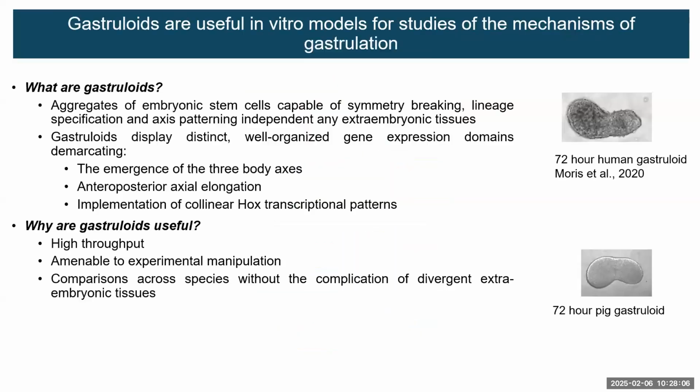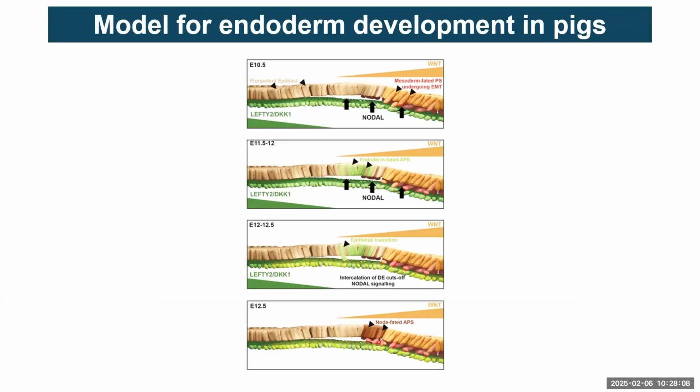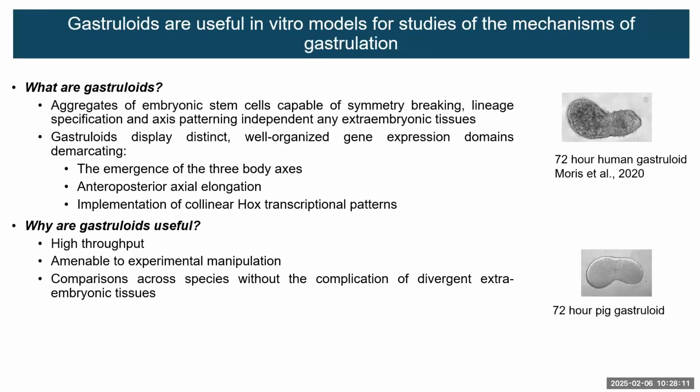So can we prove any of this using an in vitro system? Well, we turn to gastruloids, which are models of gastrulation that can mimic some of the events. Essentially, these are aggregates of cells capable of symmetry breaking, lineage specification and axial patterning. They can be used to study the body axis, the anterior-posterior elongation, and they show collinear expression of the Hox pattern. That means that they have an anterior-posterior identity. They were described first in the mouse, and more recently in 2020 by the Morris lab, Alfonso Martinez Arias's group, in human.